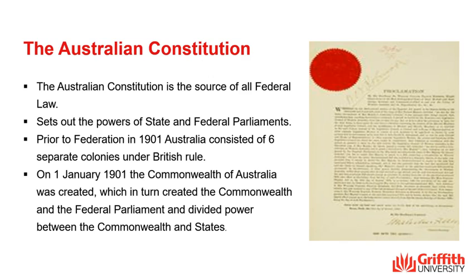And prior to Federation in 1901, Australia consisted of 6 separate colonies, all under British rule. But on the 1st of January 1901, the Commonwealth of Australia was created, which in turn created the Commonwealth Government and the Federal Parliament. And it divided power between the Commonwealth, or the Federal Government, and the states.